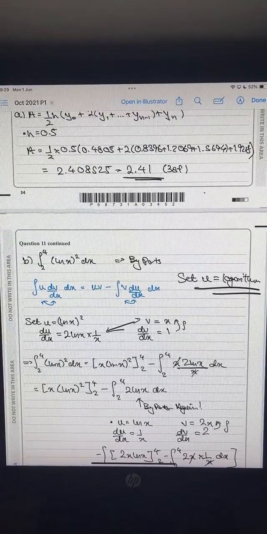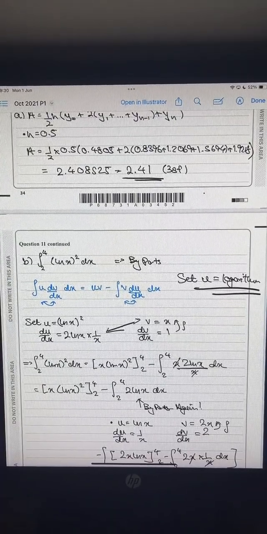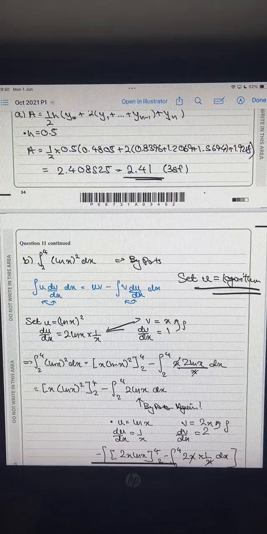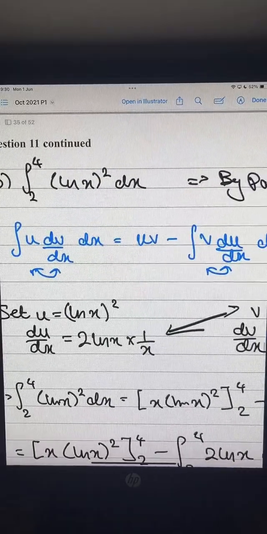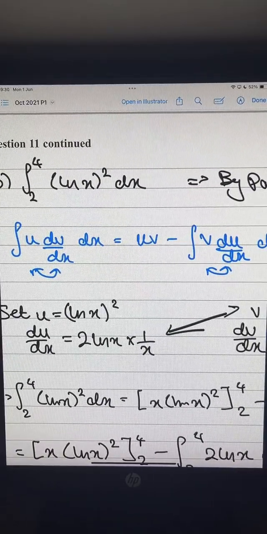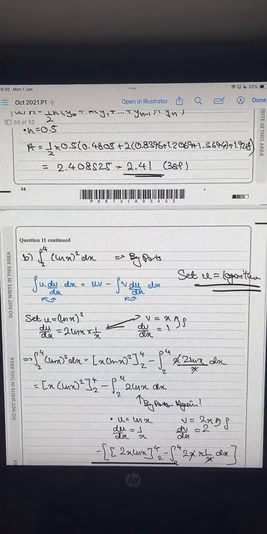Okie dokie. All I see is ln x squared. Yeah, so ln x squared, because take u to be the whole bit of the log. And then any non-log bit can be the bit you multiply by, which is dv by dx, because that is easier to integrate. You cannot integrate logs at A level, so this is why we do it by parts.